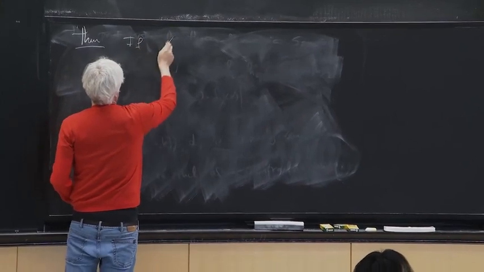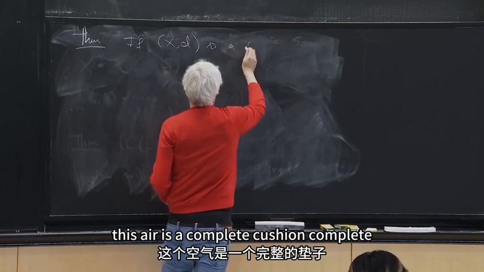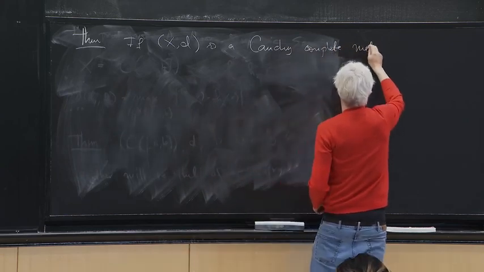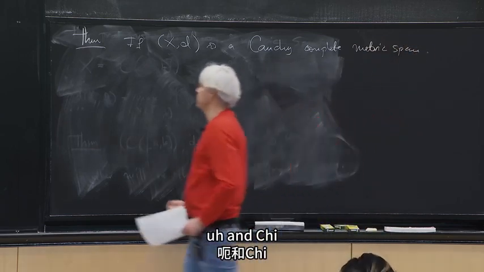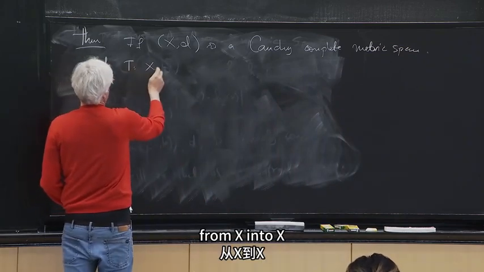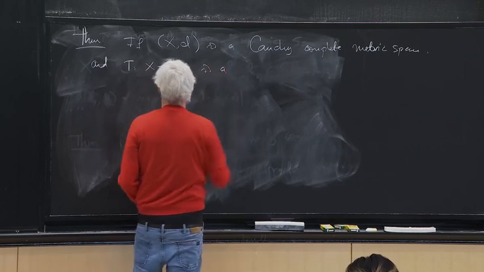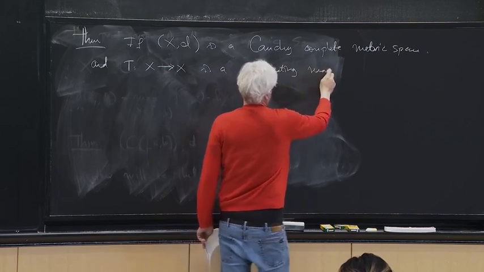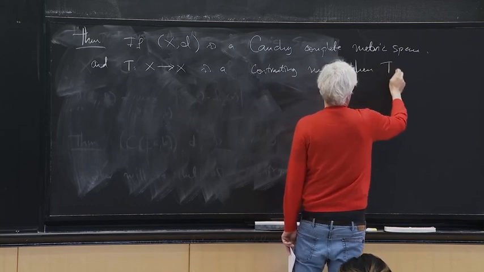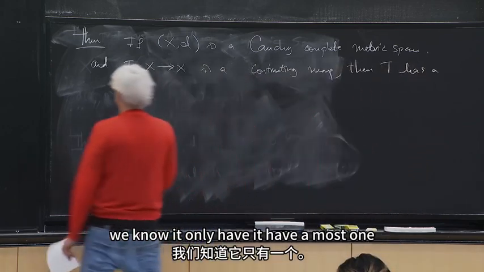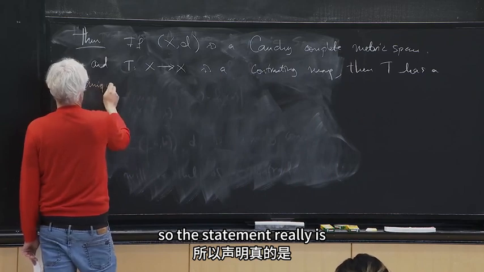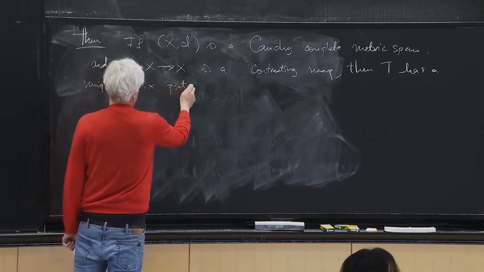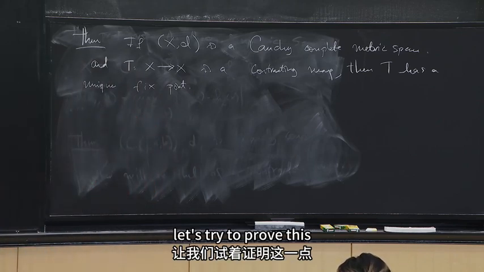So if X here is a complete, Cauchy-complete metric space, and T from X into X is a contracting map, then T has a unique fixed point. We know it has at most one, so the statement really is that it has one, right? So it has a unique fixed point. Okay, so let's try to prove this.